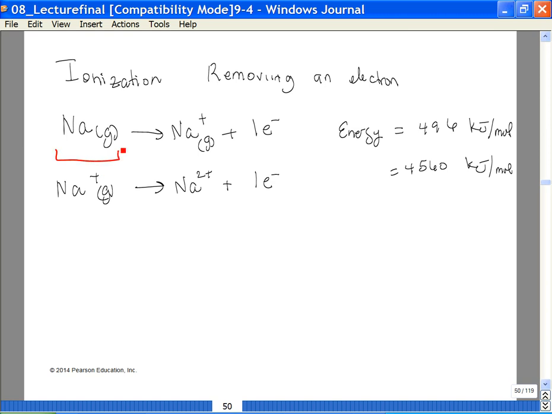We start with the neutral atom, and then over here on the product side, we see that we end up with one electron being removed and the ion that results after the removal of the electron. So you can remove one electron or you can remove more than one electron. Removal of the first electron is known as the first ionization energy.